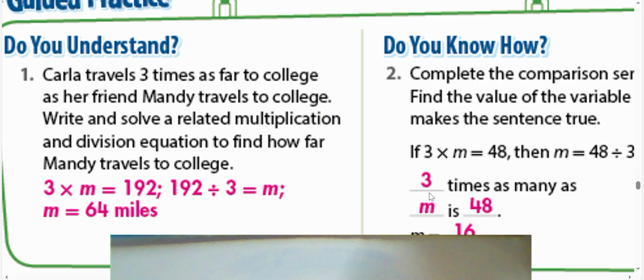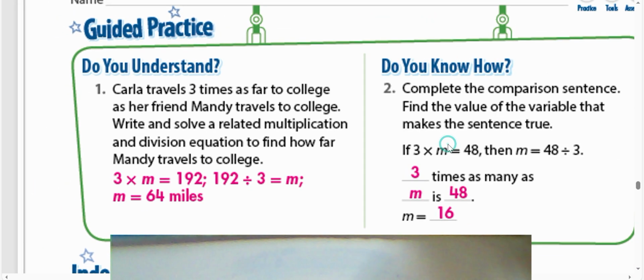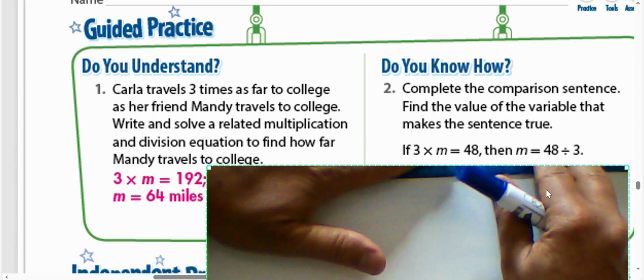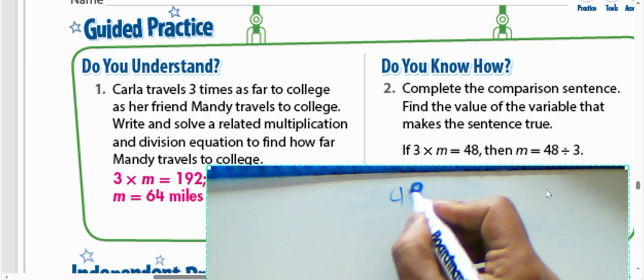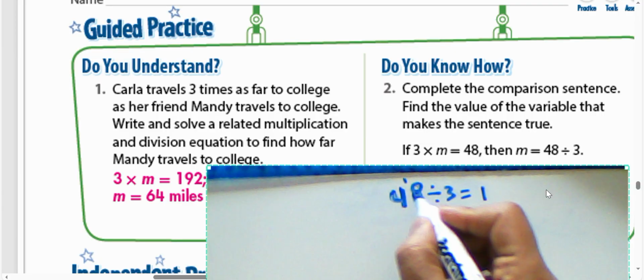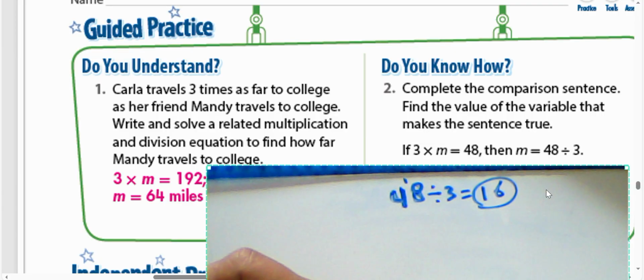Next, question number 2. Compare the multiplication sentence. Find the value of the variable that makes the sentence true. 3 times what equals 48? You can divide it by 3. 48 divided by 3 equals 16. Look here. 48 divided by 3: 4 divided by 3 equals 1 and the remainder 1. 18 divided by 3 equals 6, and the result will be 16.